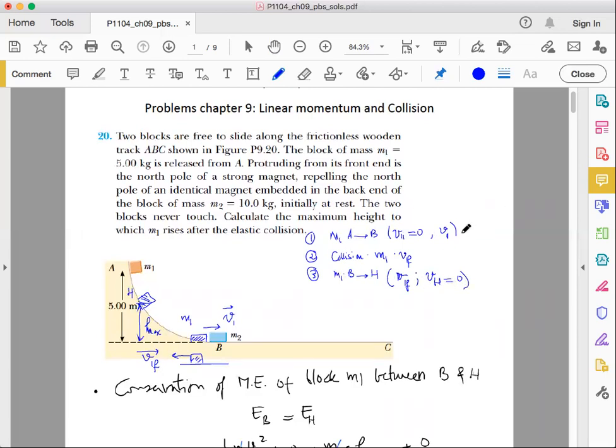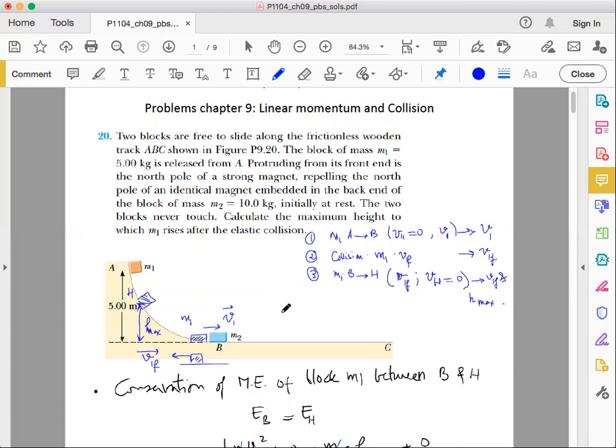So from this first step, we need to determine V1. From this step, we need to determine V1 final. And from this step, we can determine the relation between V1 final and H max, so that we can find the maximum height reached by the block M1. That's it. So we can do them in different orders. Let's start with the first and then go down.